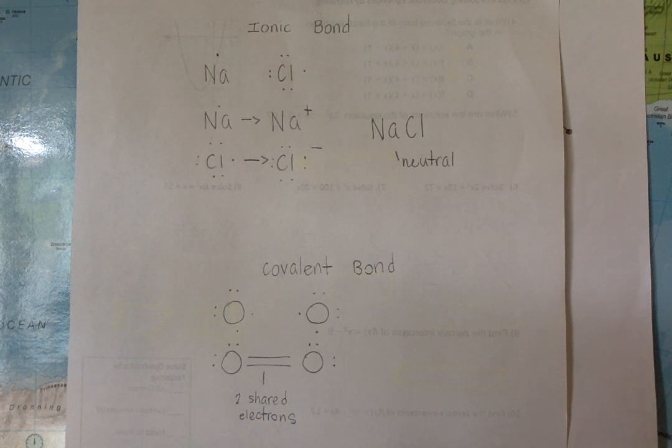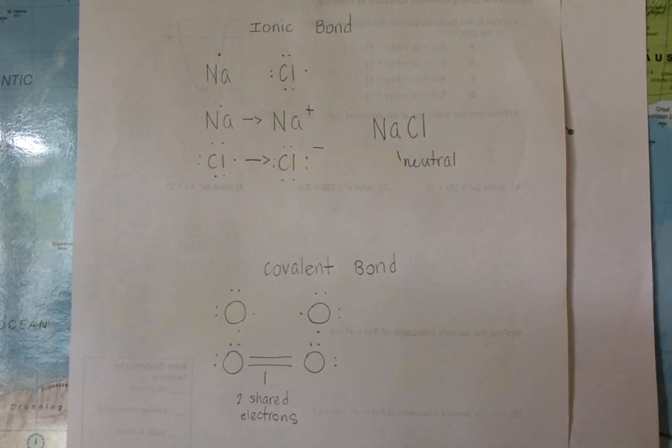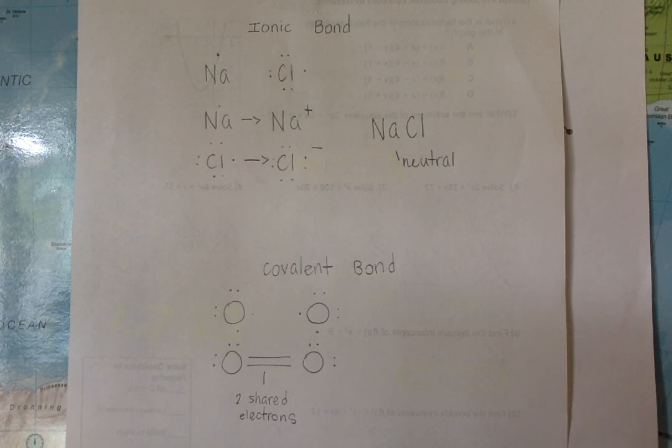The naming of covalent compounds specifies the number of atoms in each element in the compound. If there is 1 atom of a certain element, it will begin with the prefix mono. If there are 2, it will begin with the prefix di. If there are 3, tri, 4, tetra, 5, penta, 6, hexa, 7, hepta, 8, octa, 9, nona, and 10, deca.